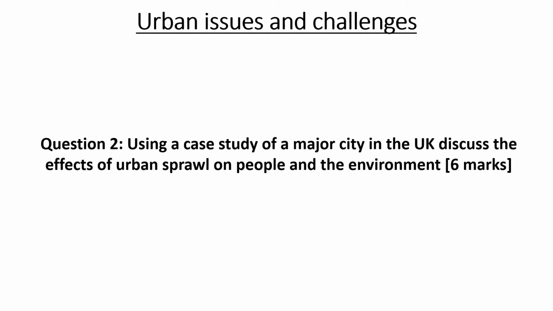Okay then, so let's move on to the next assessment that you did on urban issues and challenges. So you had two longer questions in this assessment. One was a 6-mark question where you had to make reference to a case study, and one was a 9-mark question where you got an additional 3 marks for spelling, punctuation and grammar, and you had to include a lot of different case studies in that. So let's break down this question. Using a case study of a major city in the UK, discuss the effects of urban sprawl on the people and the environment. So first thing we need to do is we need to use a case study.